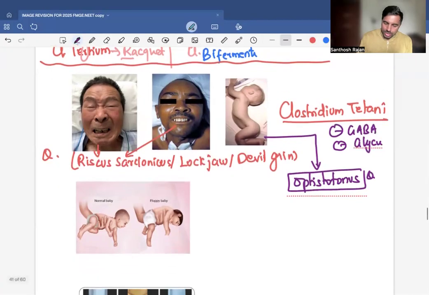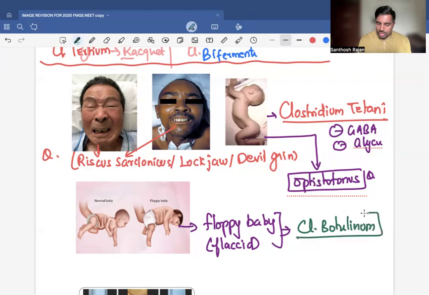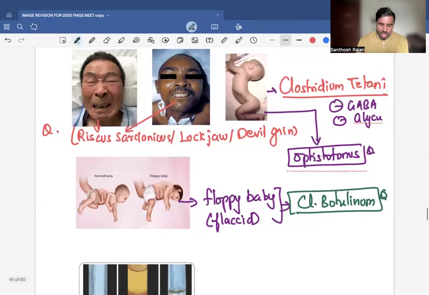Look at this picture. This is floppy baby syndrome. The baby is flaccid, no? Flaccid. There it is spastic. Here it is flaccid, floppy baby. So flaccid paralysis means you know that it is actually your Clostridium botulinum. Clostridium botulinum. That's all. Very, very simple question. Okay, and because of honey. Honey contains spores, causing infant botulism. In adults, it's bottled or canned peas, any food, peas or beans or whatever. Okay, that's very easy. You know that one. I don't go too much.